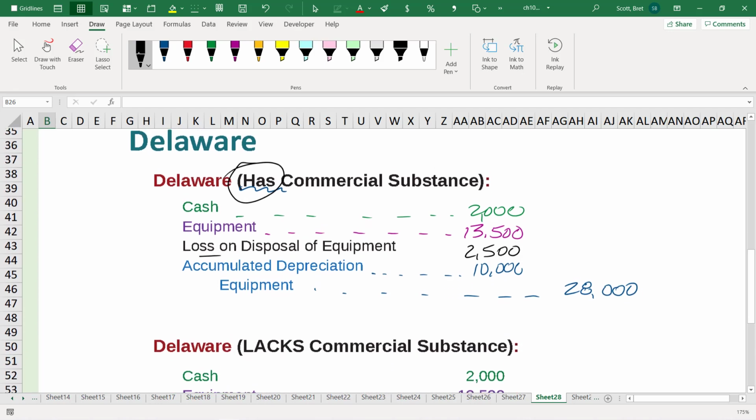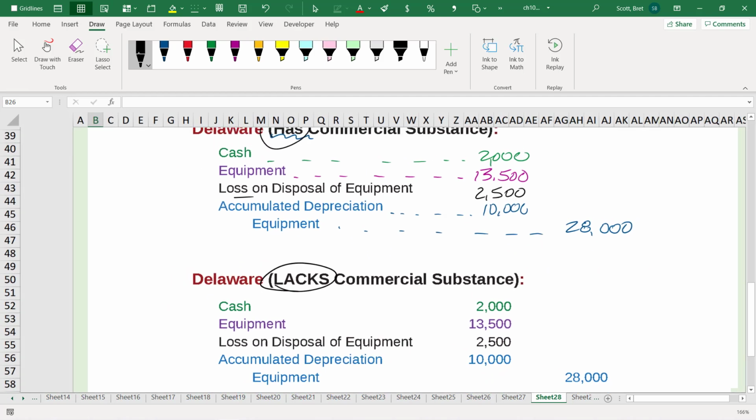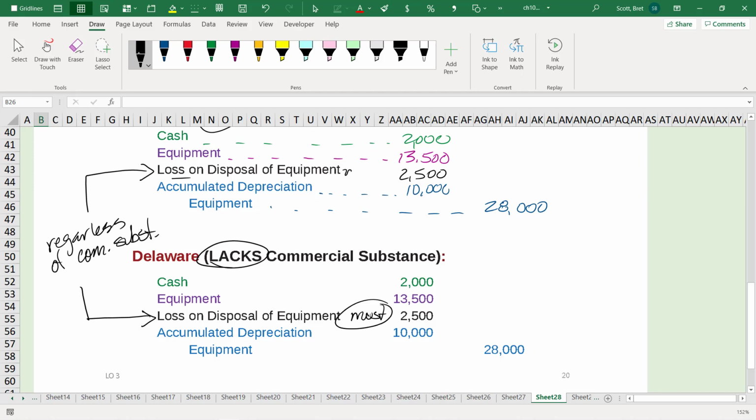Down below, what's the difference if it lacks commercial substance? Guess what? There is no difference. It's the same. A loss is a loss, right? So losses, regardless of commercial substance, you'll always record a loss, always, must. Regardless of whether the transaction has or lacks commercial substance, you always record the loss.